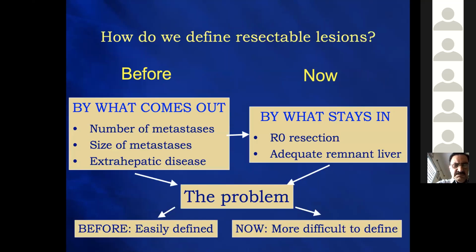How do we define resectable lesions? Before, you used to say number of metastases less than 3, size of the lesion less than 5 centimeters, and no extrahepatic disease, so we could resect. Now we say that if R0 resection is possible and there is adequate remnant liver, you can do it. The problem was that before, they counted on only a few things and said, okay, this patient is resectable. Now we count on multiple things: whether there is lymph node involvement, what the chemotherapy response is, what the fitness of the patient is, how much functional liver there is, whether he is cirrhotic, and what the Child's classification is. All these things are to be looked into.